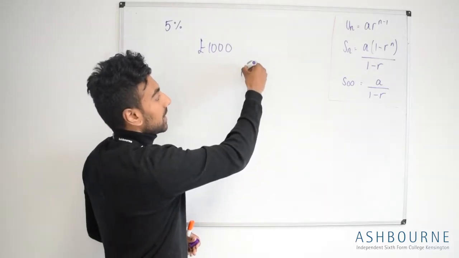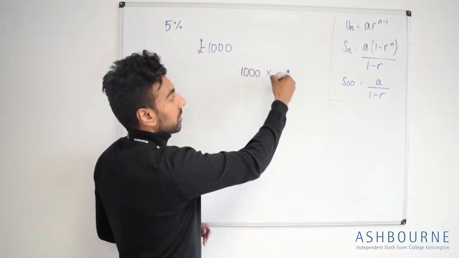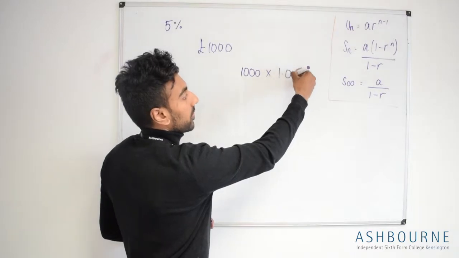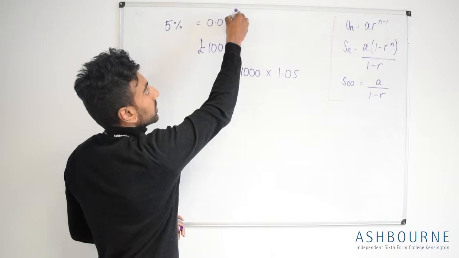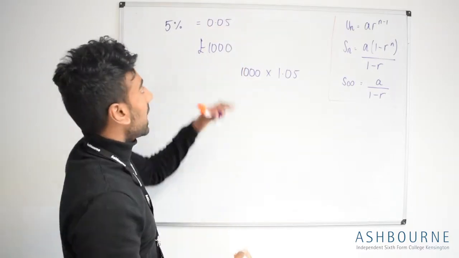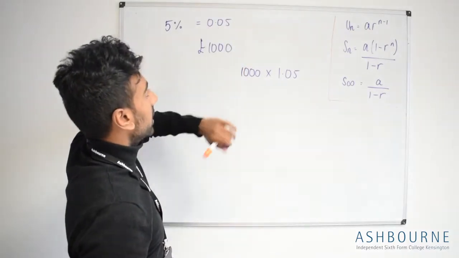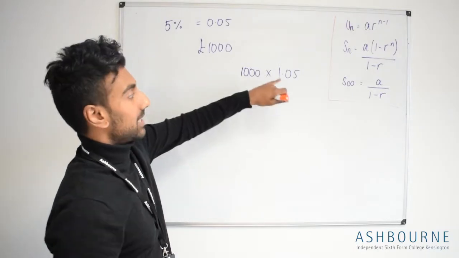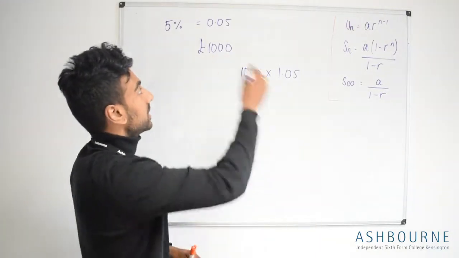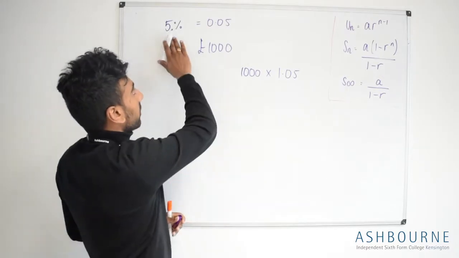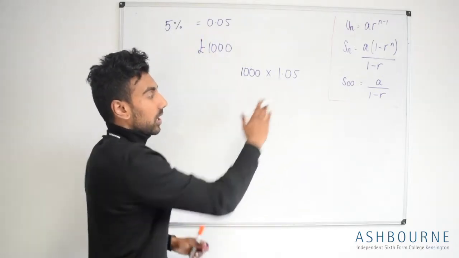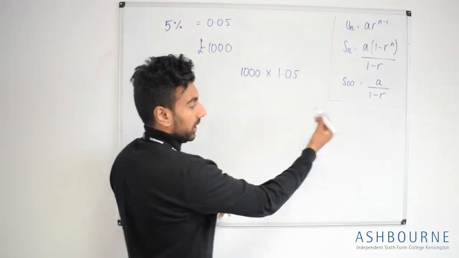This is the same as doing 1,000 times 1.05. Because we know 5% is 0.05. So if I'm adding 0.05 to 100% of the value, it's the same as times by 1.05. This is the tricky bit and the bit you've got to really understand, being able to transfer from an interest rate into a ratio. I'll give you a couple more examples.